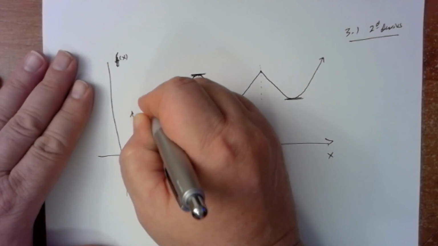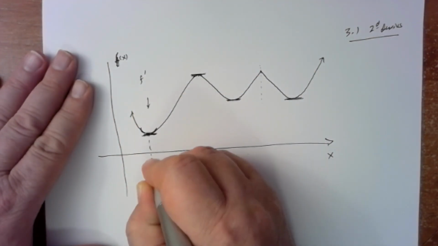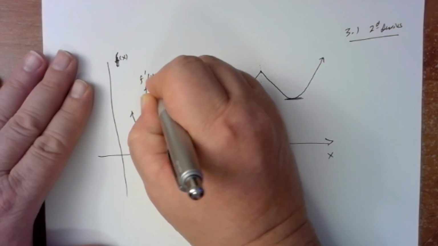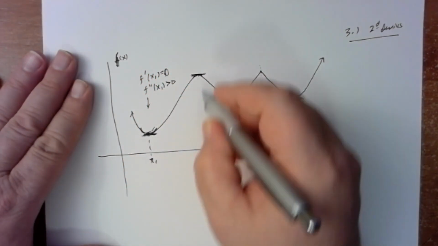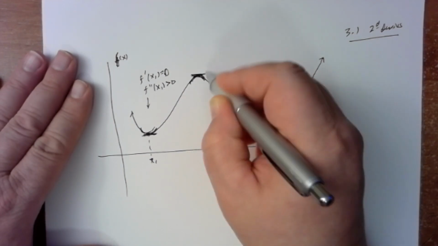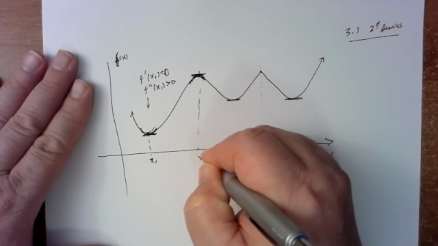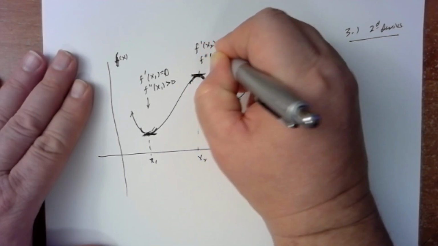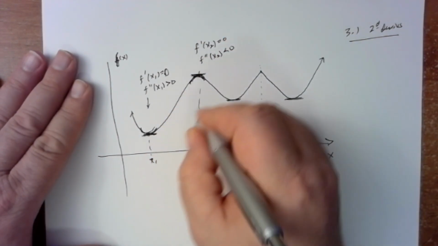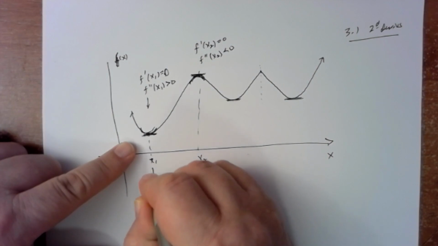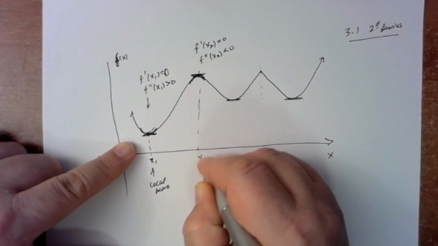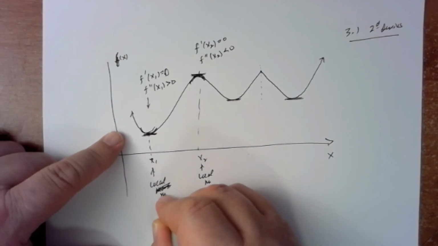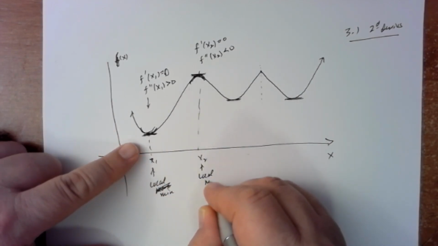So at this point, let's call this x1, f prime of x1 is equal to 0, but f double prime of x1 is positive, right? Similarly here, our f prime at x2 is equal to 0, and f double prime at x2 is negative. And so this one corresponded to a local max, and this one corresponded to a local min. I need my coffee. That's a local minimum, and that's a local maximum.